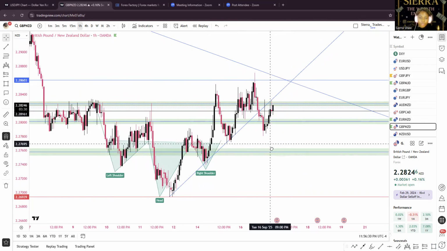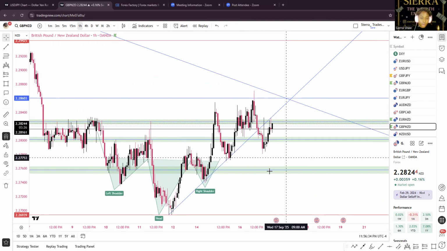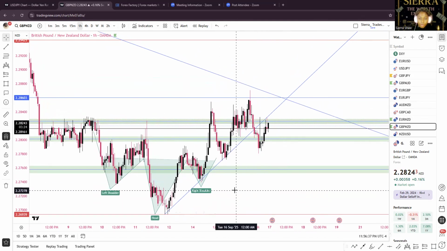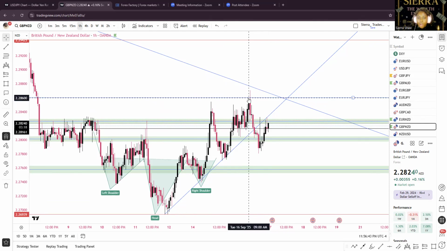Now, if price does not sell, right, and we continue higher, what we're going to have to wait on is for price to get back on top of this trend line and now back on top of this fair value gap here.